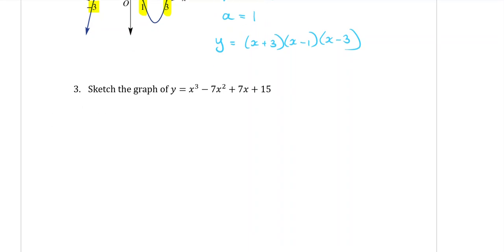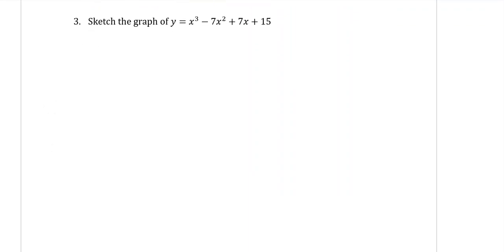Question 3, sketch the graph, and that's all it says, sketch this graph. This is not factorized, so I can't read off my zeros at all from this point. So I'm going to need to do all the steps that we were doing in our previous exercise to factorize that cubic equation. And that's going to involve finding the factors. The factors of 15 would be plus or minus 1, plus or minus 3, plus or minus 5, or plus or minus 15.